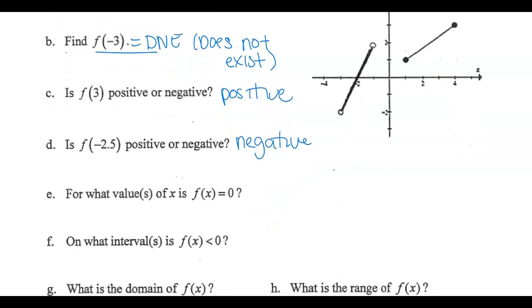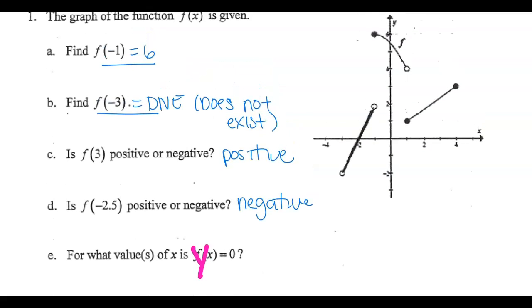This next part says, for what values of x is f of x equal to 0? Hopefully you guys remember from Algebra 1 that f of x is the same thing as y. So it's pretty much saying when y is equal to 0, what's the x? Anhad, take a guess. If you look at this graph, when your y value is 0, what do you think the x value is going to be? It can't necessarily just be 0.